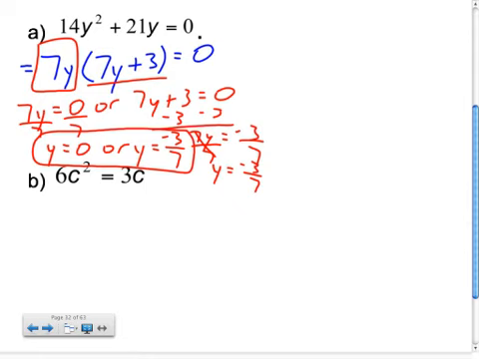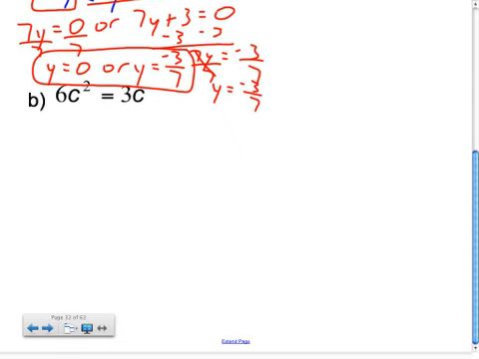All right, the second example, it's going to be a common theme again as we get rolling here, but you got to pull everything to one side first. Okay, so in other words, I got to get all my terms to one side. Doesn't matter which way you do it here. I'm just going to go ahead and subtract 3c from both sides. So those cancel, and so what I'm left with is 6c squared minus 3c equals 0.